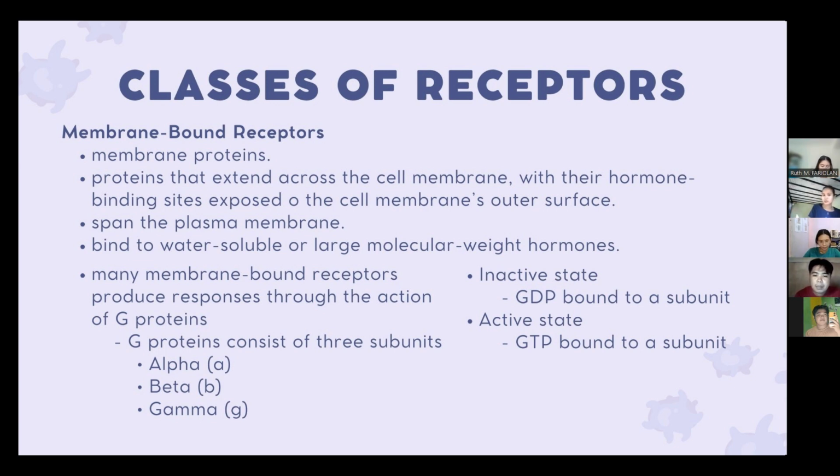The inactive state is when GDP, or guanosine diphosphate, is bound to a subunit, and the active state is when GTP, or guanosine triphosphate, is bound to a subunit.